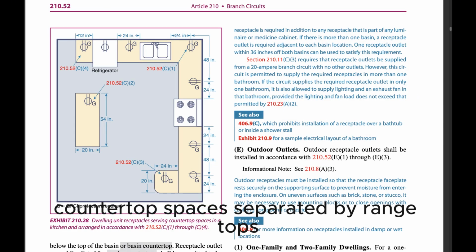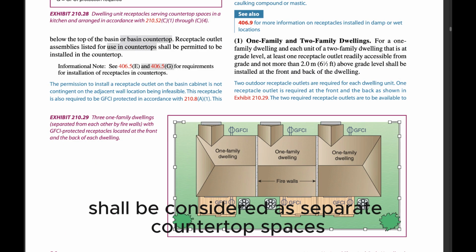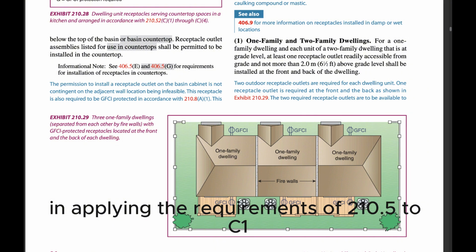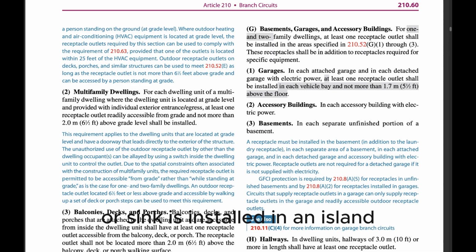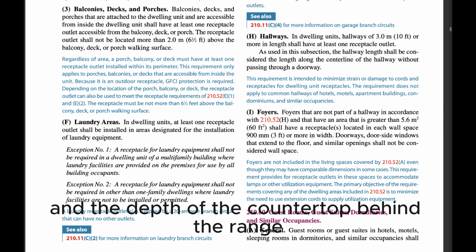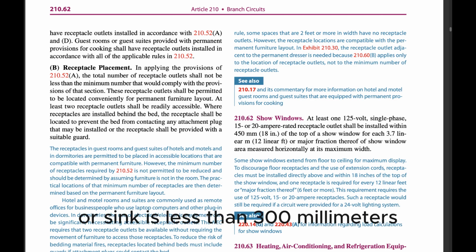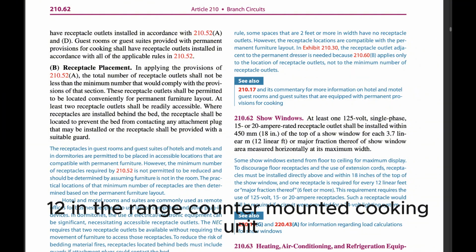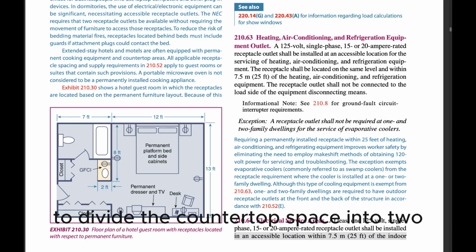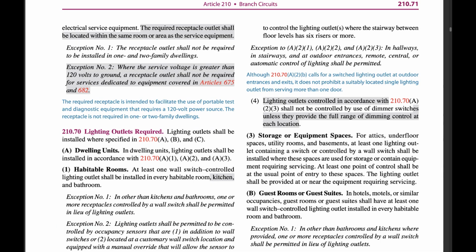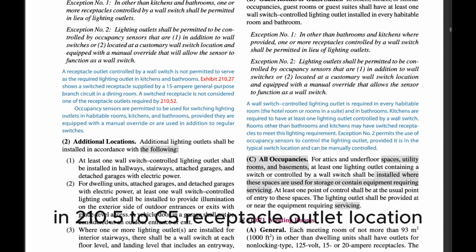Countertop spaces separated by range tops, refrigerators, or sinks shall be considered as separate countertop spaces in applying the requirements of 210.52(C)(1). If a range, counter-mounted cooking unit, or sink is installed in an island or peninsular countertop and the depth of the countertop behind the range, counter-mounted cooking unit, or sink is less than 300 mm (12 in.), the range, counter-mounted cooking unit, or sink shall be considered to divide the countertop space into two separate countertop spaces. Each separate countertop space shall comply with the applicable requirements in 210.52(C).